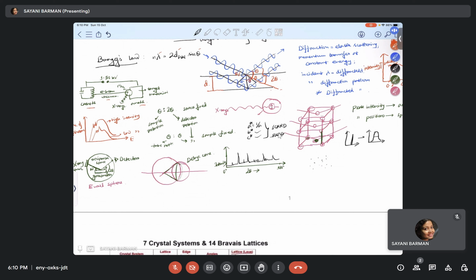Now, the second one is the spot brightness relates to the structure factor, okay? And the spot position relates to the d-spacing. Now, if you get a ring pattern, so this is for powder samples, okay? So from here also you can differentiate.